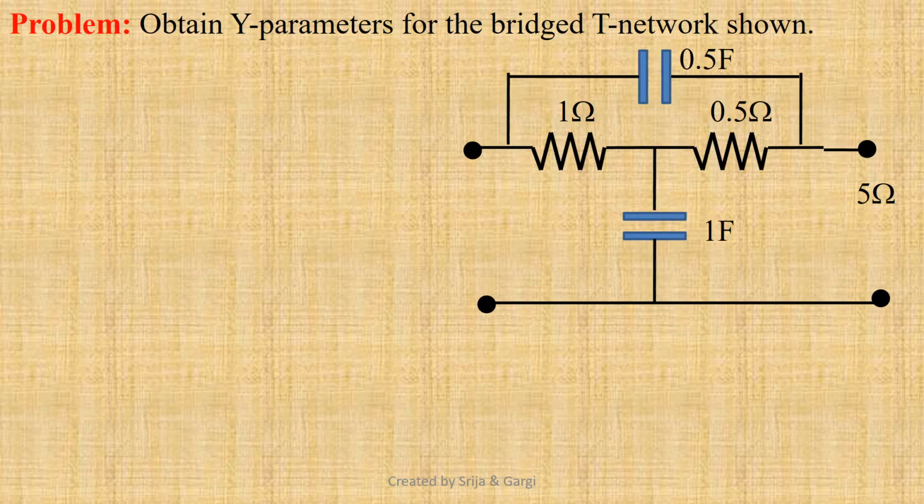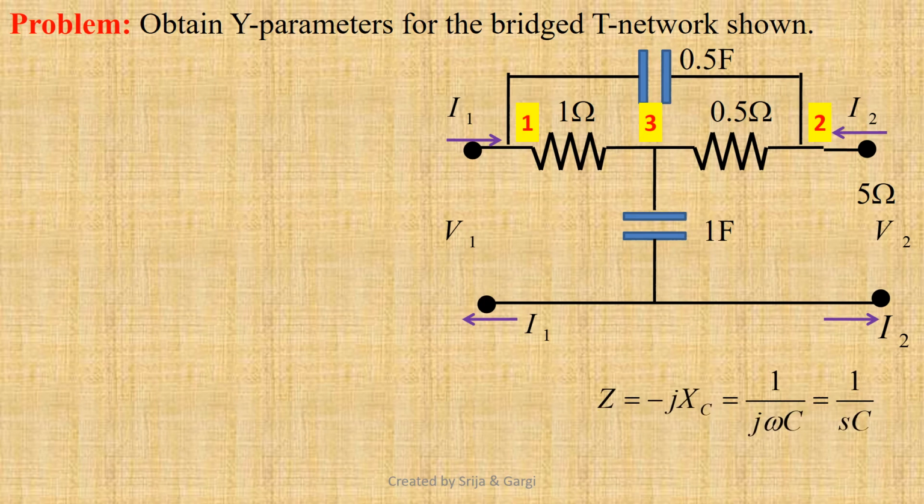Let us derive y parameters for the bridged T network shown. First, we assign input and output port voltages and currents. Let's identify the nodes 1, 2 and 3. The capacitive branch offers impedance Z equals to minus jXc equals to 1 upon j omega C, that is equal to 1 by SC, where S equals to j omega.